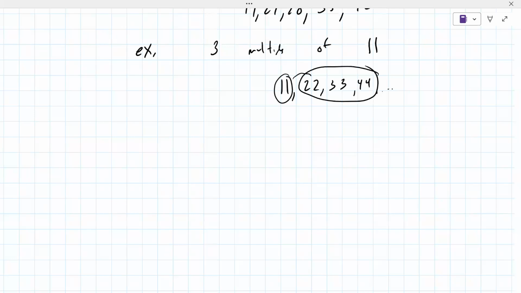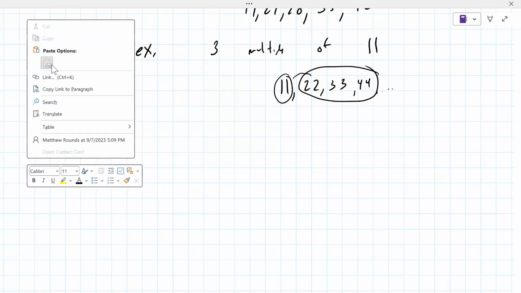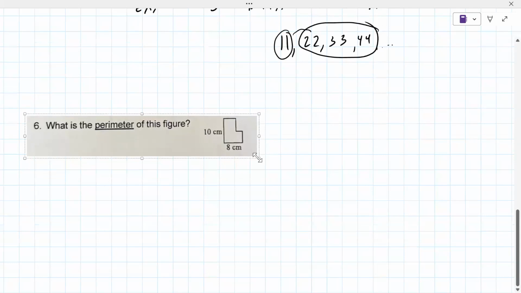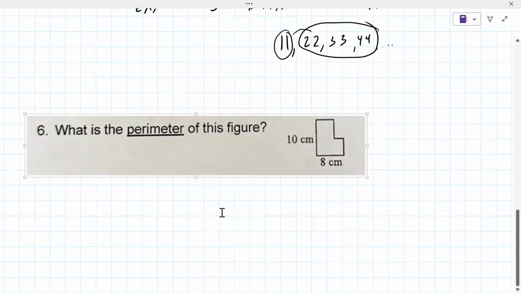All right, six is missing some information. Any chance your teacher does any sort of thing on the board? I don't know how to do it. Well, we can do it. It's just that it's potentially missing some information.